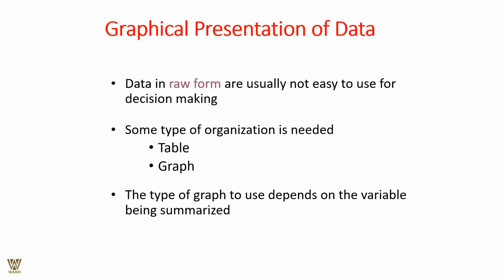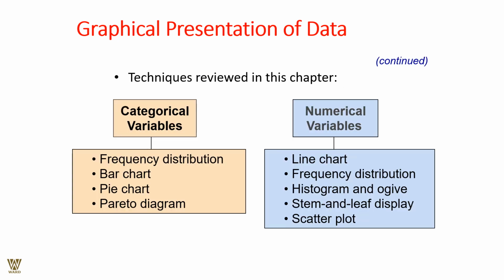Graphical representations of data in raw form are usually not easy to understand, easy to dissect, and arrive at a decision. Some type of organization or sequencing is required, in the form of a table or a graph. The type of graph to be used depends on the variable to be summarized.